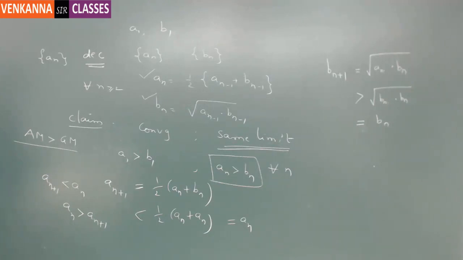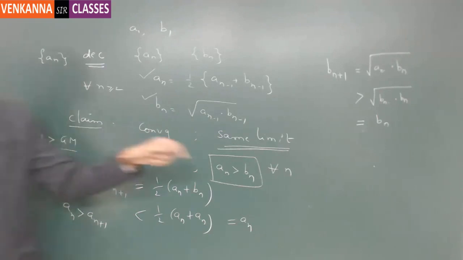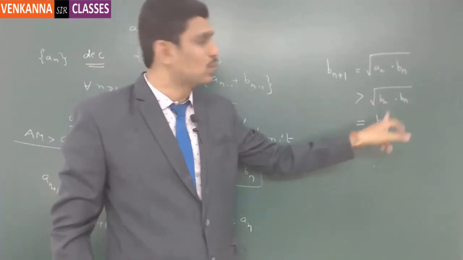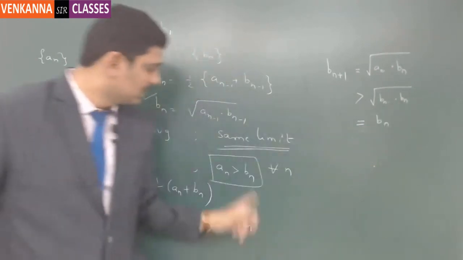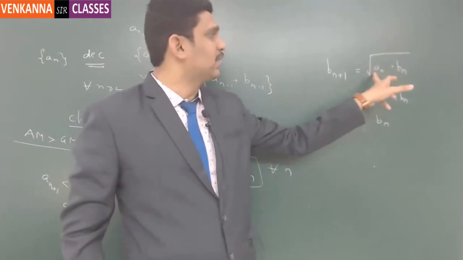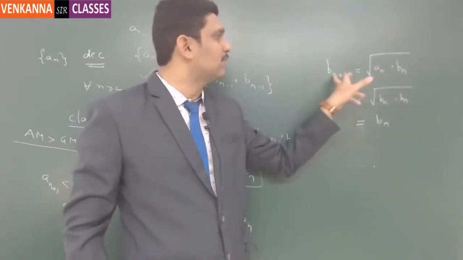Yes or no? Any queries for anybody? If you have a doubt, let us read from the last. So forget about the symbols. We can write bn as root of bn into bn. Since an is greater than bn, you can write that this square root is bigger than this, and it is nothing but bn plus 1.